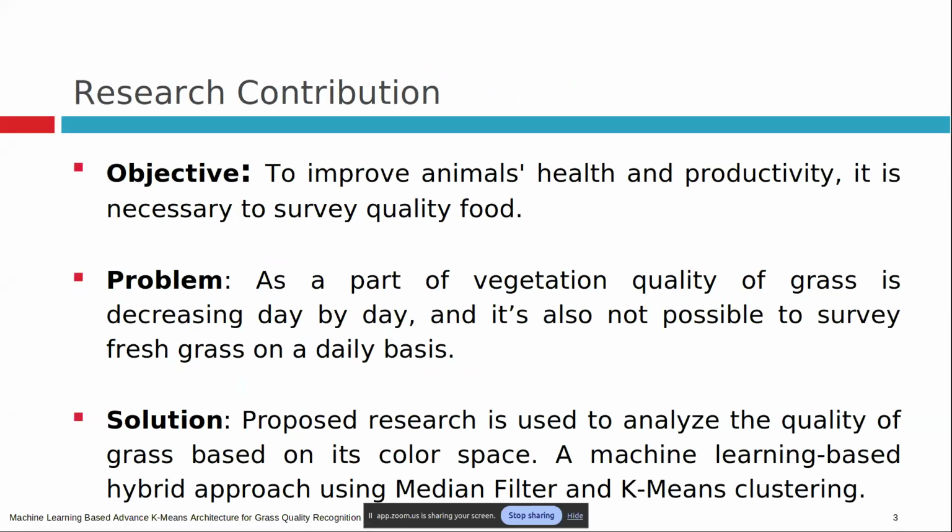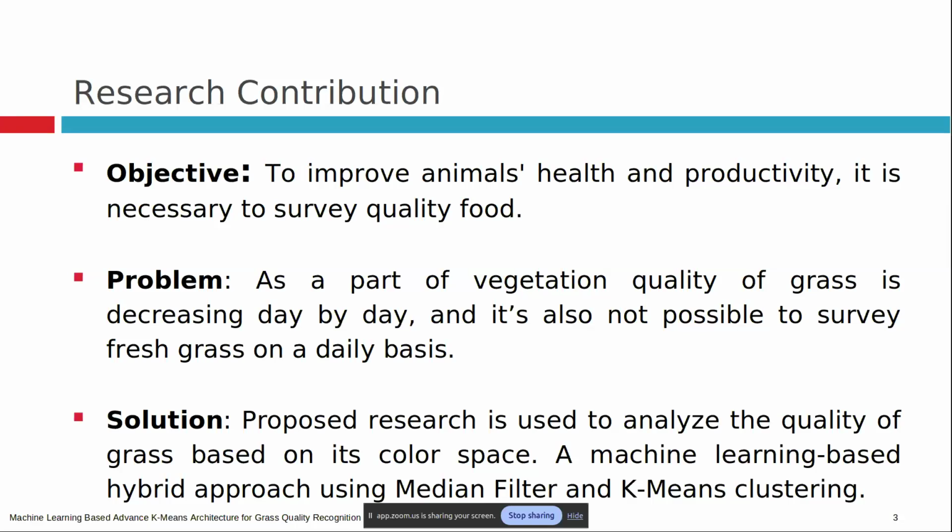Now, day to day, land and soil fertility is deteriorating, and based on that, the quality of the grass is also deteriorating. So there is no availability of any kind of survey which shows that the grass quality is fine based on some parameter.